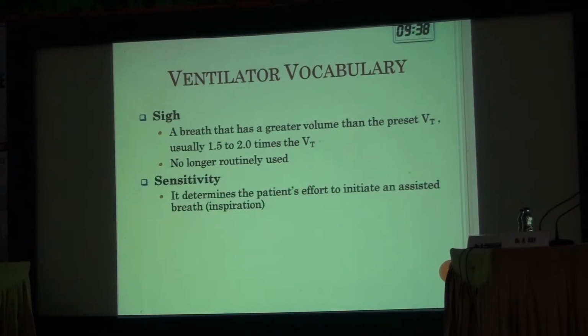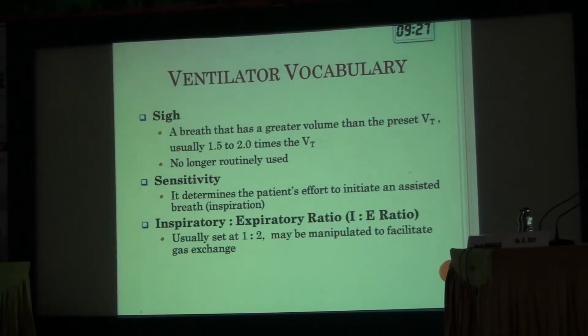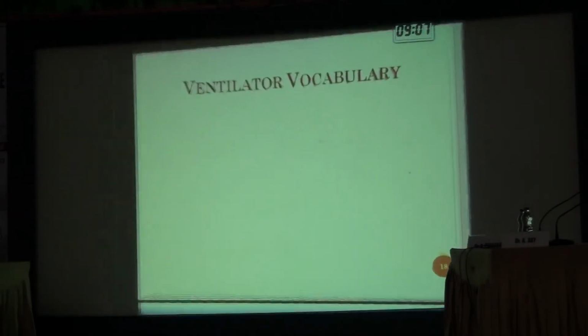but it is no longer routinely used. Sensitivity of the ventilator is also important because it determines the patient's effort to initiate an assisted breath, because assist control mode nowadays is the commonest mode to begin with for mechanical ventilation. And the IE ratio is also very important because the expiratory time is the time when carbon dioxide is exhaled from our body. And if there is retention of carbon dioxide for any reason, then you should increase the expiratory time so that adequate ventilation occurs from the system.